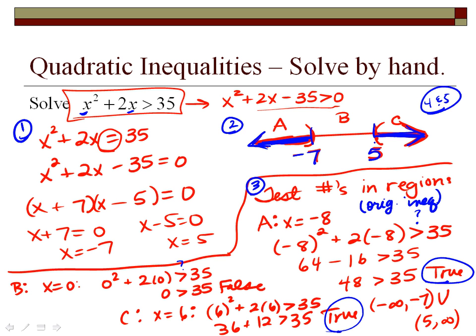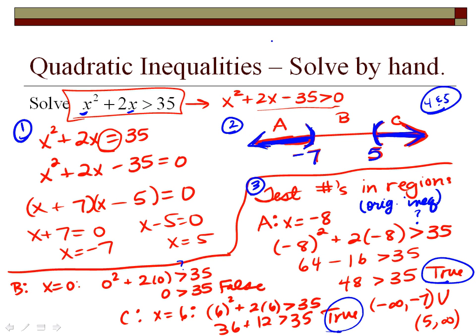We shade the true regions, and then we have to know what happened at the endpoints. Well, the endpoints were from where it was equal to 35, but we're only allowed to be greater than. So we cannot include those endpoints, so we would just put parentheses there. So the solution to this problem, one way to write it is the graph. The other way to write it is in interval notation.